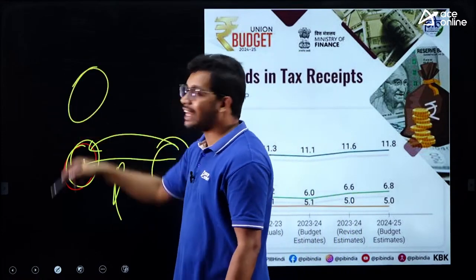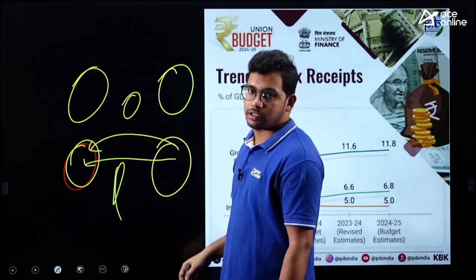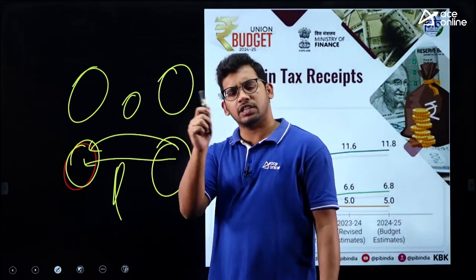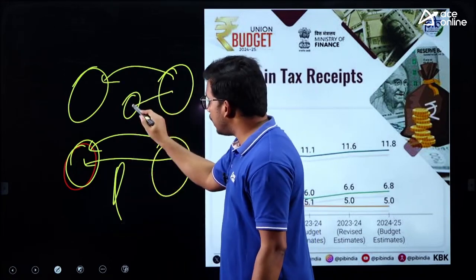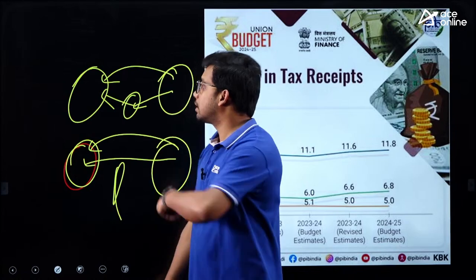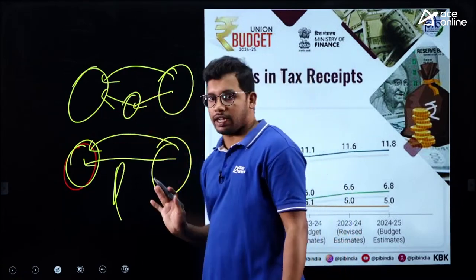Whereas in case of indirect taxes like GST, there are intermediaries. You are not directly paying the tax to the government. If you buy this pen, there is a GST, say for example 5%. You are not directly paying it to the government. You are paying it to the shopkeeper, and then shopkeeper or producer is transferring that to the government. So direct tax, indirect tax.